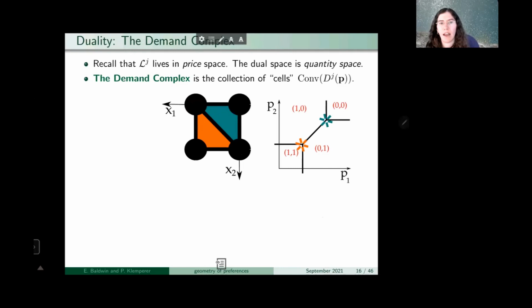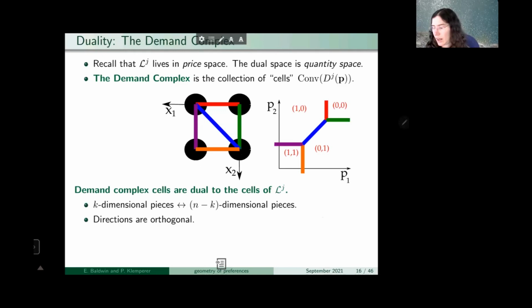So the convex hull of those possible demands is the green triangle. Given the way round I've drawn the axes, the convex hull of the orange star price is the orange triangle. So they correspond like that.